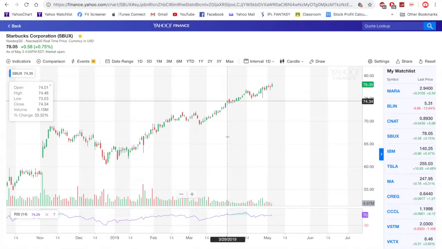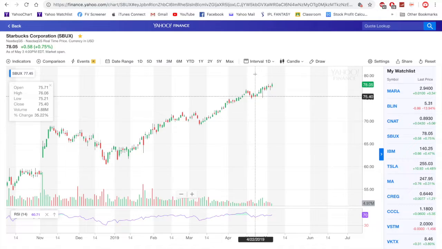If you're just starting out in the market, this can be something you can experiment with, and it's very low risk if you put in less money and you control your risk.